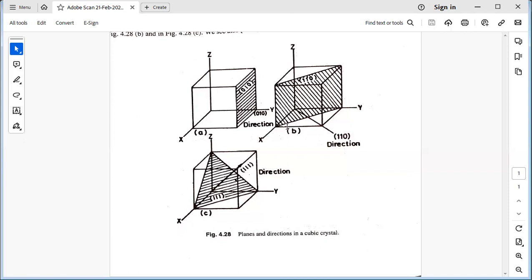In this way, we can choose different kinds of planes in a unit cell. Just for your information, thanks for listening.